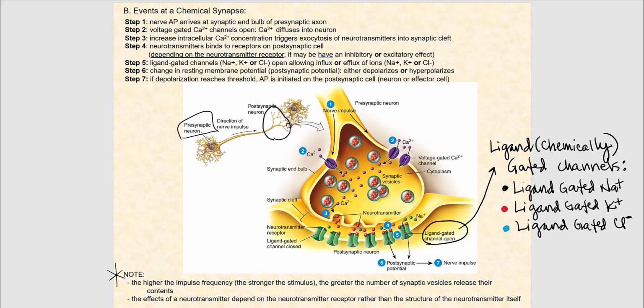Another thing I need you to remember is that the effect of the neurotransmitter depends upon the receptor, all right? What does that receptor do? Does it open a ligand-gated sodium channel? Does it open a ligand-gated potassium channel? Or does it open a ligand-gated chloride channel? That will determine whether or not that neurotransmitter is inhibitory or excitatory. So steps 5, 6, and 7, I will illustrate in the next slide.